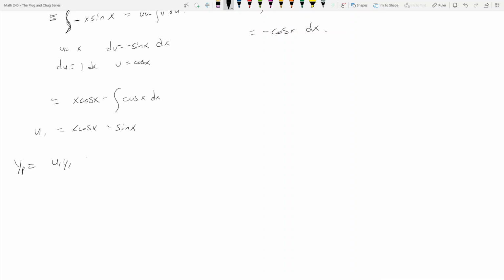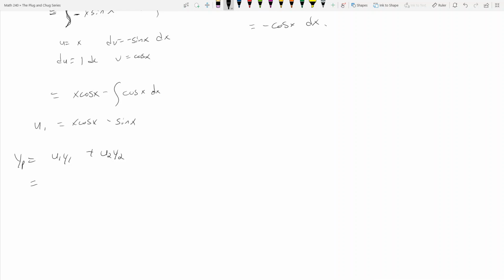Yp was u1 y1 plus u2 y2, right? And so then that just becomes x cosine x minus sine x times y1, which is x squared, plus u2, which is negative cosine x times x cubed. And you'll notice that you get x cubed cosine x minus x squared sine x minus x cubed cosine x. So you get some nice cancellation going, and the particular is just negative x squared sine x.